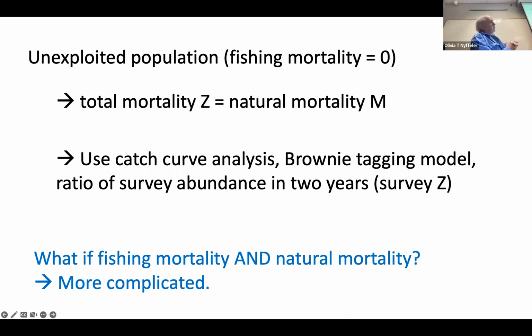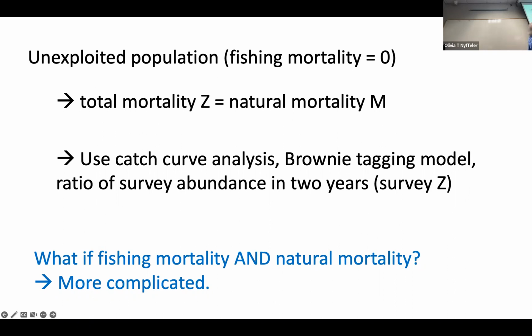Okay, so the talk is about estimating mortality rates. Let's get into that. If you have an unexploited population, so your fishing mortality is 0, then the total mortality is the natural mortality, because there's no fishing. So any method that can estimate total mortality rate is giving you an estimate of natural mortality rate. You could do a catch curve analysis: you plot log catch at age versus age, and the slope of that is the negative of the natural mortality rate. Or you could do a Brownie tagging model, and you're estimating the survival rate, but if you convert it to instantaneous rates, it's the natural mortality.